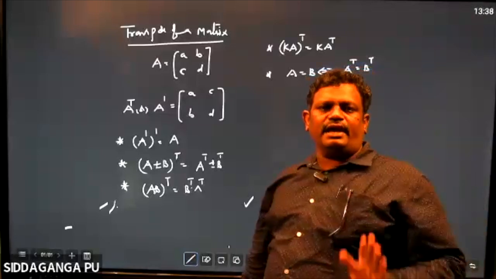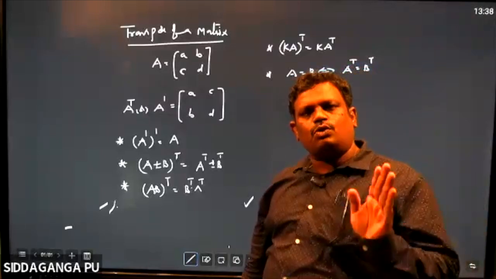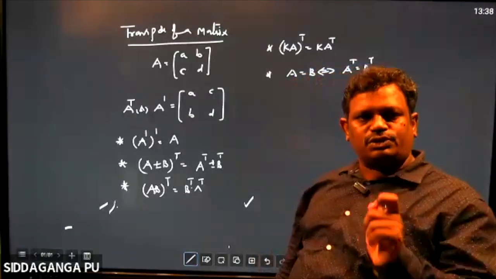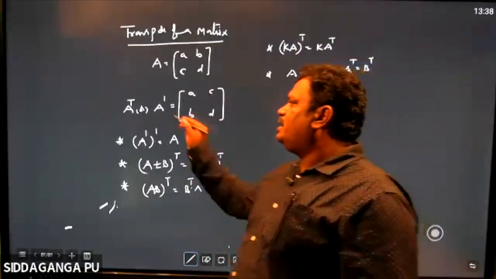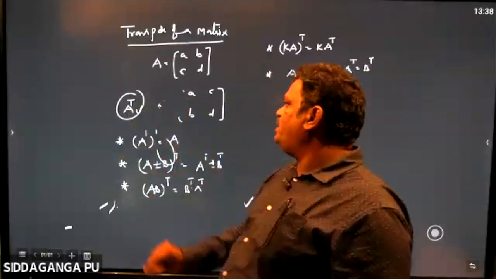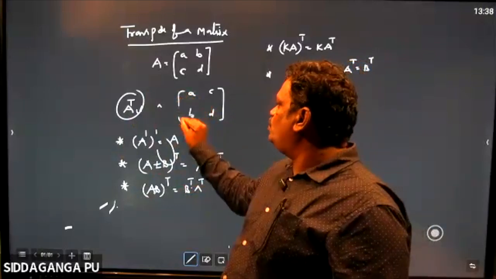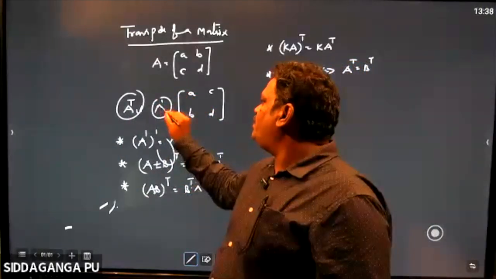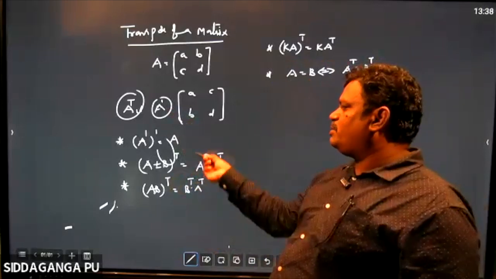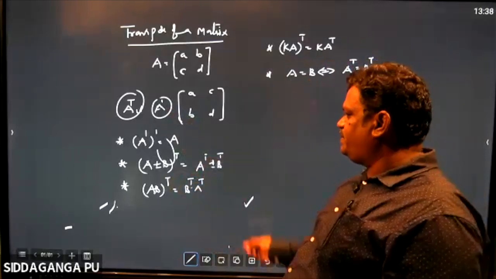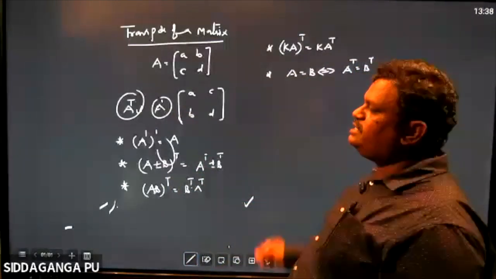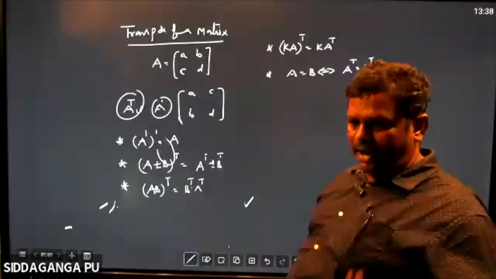The transpose of any matrix is obtained by interchanging rows into columns or columns into rows, and the resulting matrix is called the transpose of the given matrix. Transpose can be represented with two symbols, A power T or A dash. Now, A transpose whole transpose is equal to A. A plus or minus B whole transpose is equal to A transpose plus or minus B transpose. AB whole transpose is equal to B transpose into A transpose. These are the properties of the transpose of a matrix.